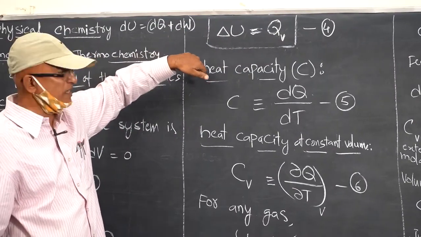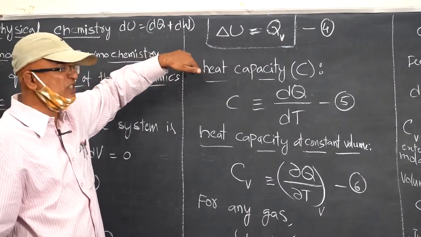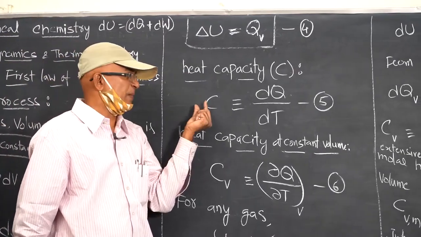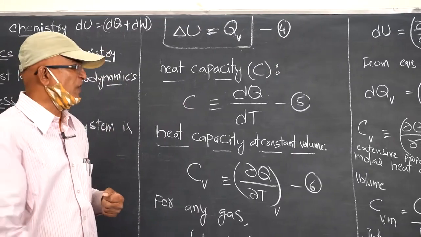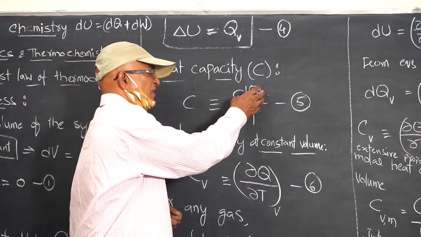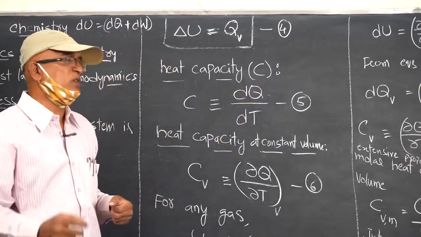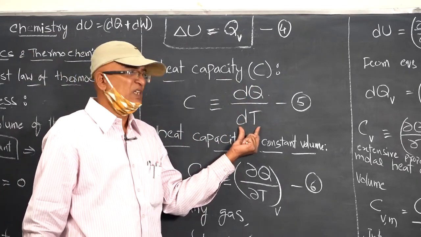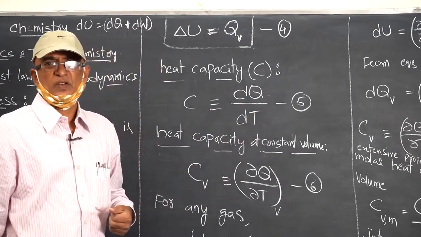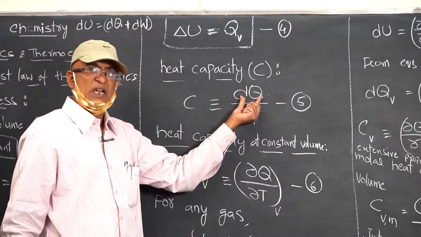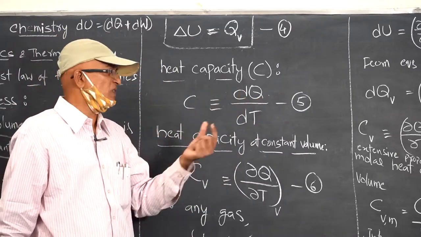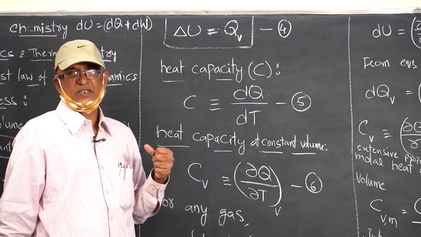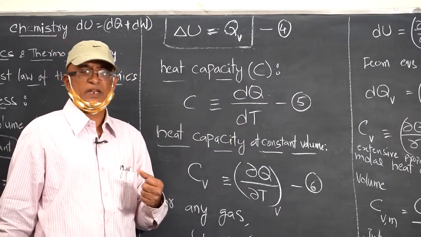Now, I am just reminding you of the definition of heat capacity. What is the definition of heat capacity? Heat capacity of any substance is defined as the amount of heat added to a certain amount of mass to raise its temperature by 1 degree. The units are Joule per Kelvin.